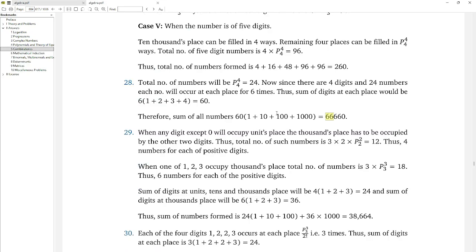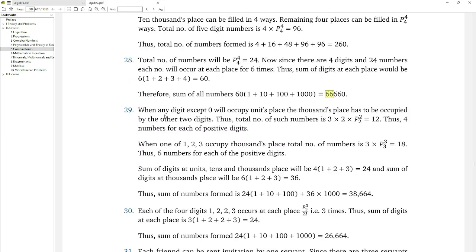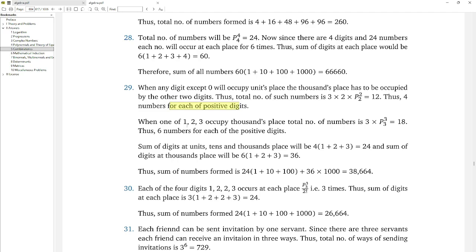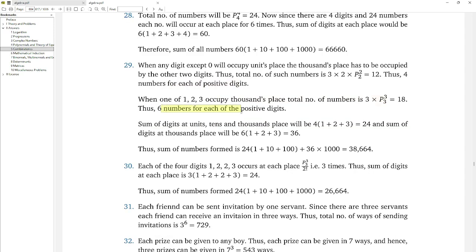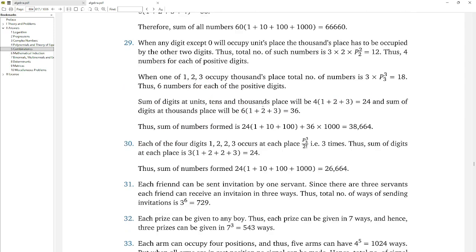Question 29 says that find the sum of all four-digit numbers that can be formed with digits 0, 1, 2, and 3. When any digit except 0 occupies a place other than the thousands place, the thousands place has to be occupied by two other digits. Thus total number of such numbers is 3 into 2 into 2P2, that is 12. Thus four numbers for each of the positive digits. When one of 1 to 3 occupies the thousands place, total number of numbers is 3 into 3P3, that is 18. Thus, 6 numbers of each of the positive digits.